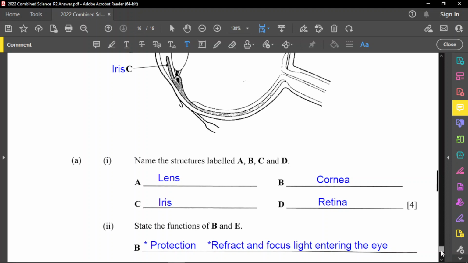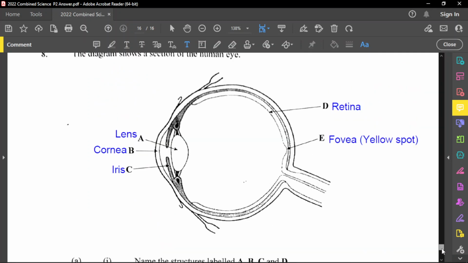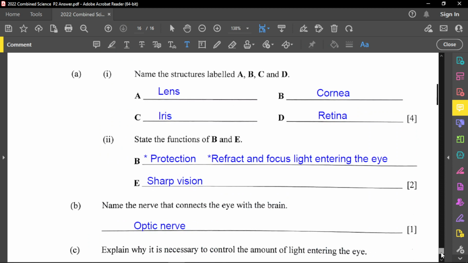So let's go back to the diagram one more time so you can pause it. Now part 2: state the functions of B and E. B is for protection and also refraction and focusing of light entering the eye. So the cornea protects the eye, and that's one purpose of the cornea. Because it is curved, it causes light to refract, and once light is refracting, it ends up focused into the eye itself.